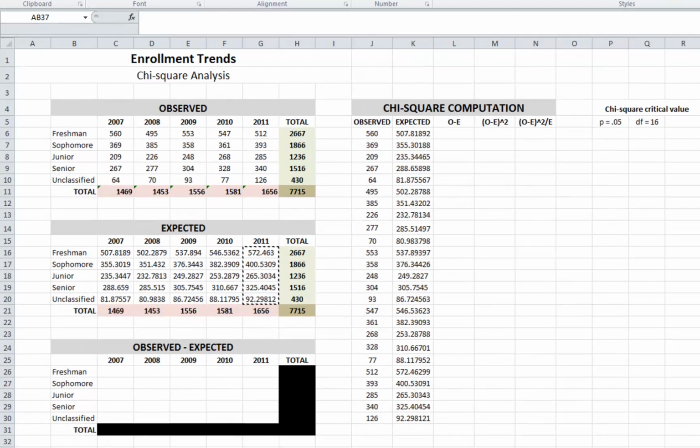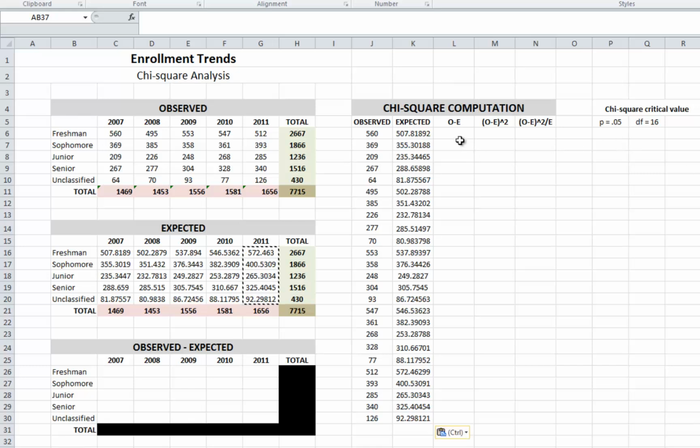Now you can see in our chi-square computation columns, the observed and expected next to it refer to the same cell in our contingency table. Okay, and it's very important. So you have to make sure you get those in a proper order because they match. They represent the same data. So at the top there, for observed, we have 560. Well, that's freshman in 2007 in our top table. For expected, we have 507.8. Well, that's freshman in 2007 in our expected table. So you have to make sure that those line up correctly.